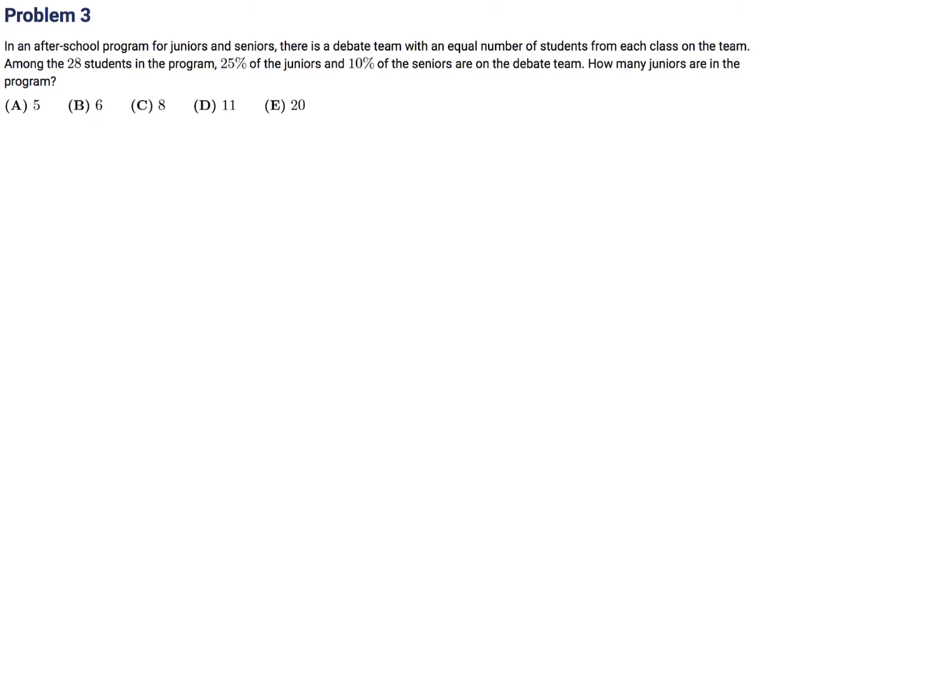In an after-school program for juniors and seniors, there is a debate team with an equal number of students from each class on the team. Among the 28 students in the program, 25% of the juniors and 10% of the seniors are on the debate team. How many juniors are in the program? We have 28 students, and some are juniors, some are seniors. So the juniors divided by 4, which is 25%, is equal to the seniors divided by 10, which is 10%.